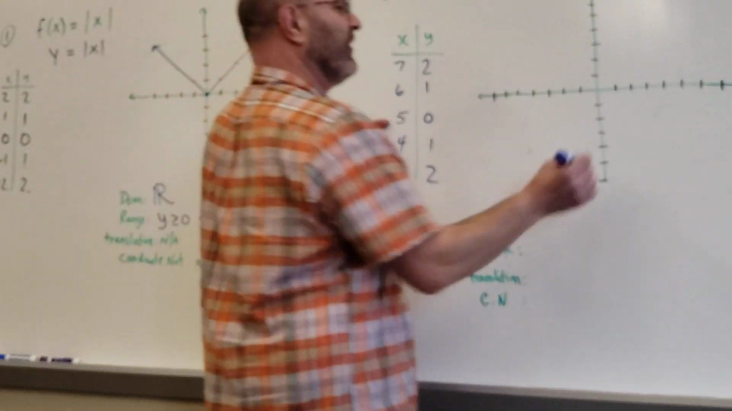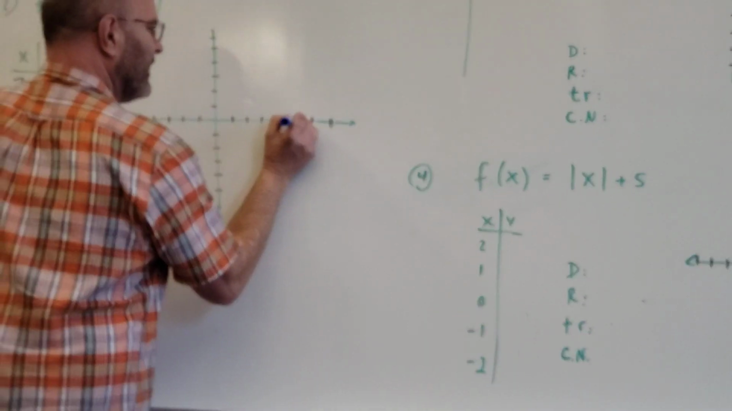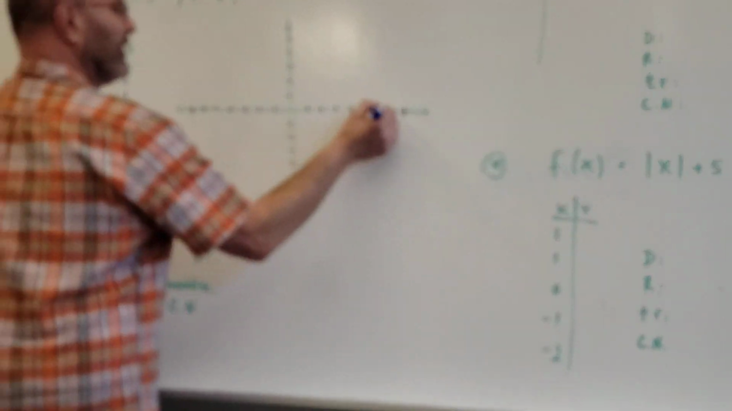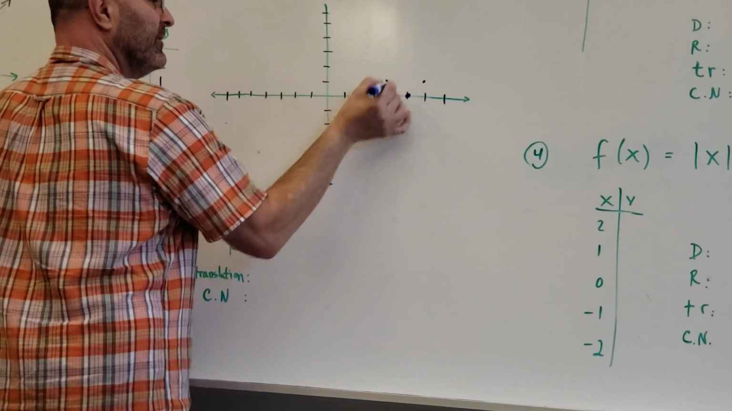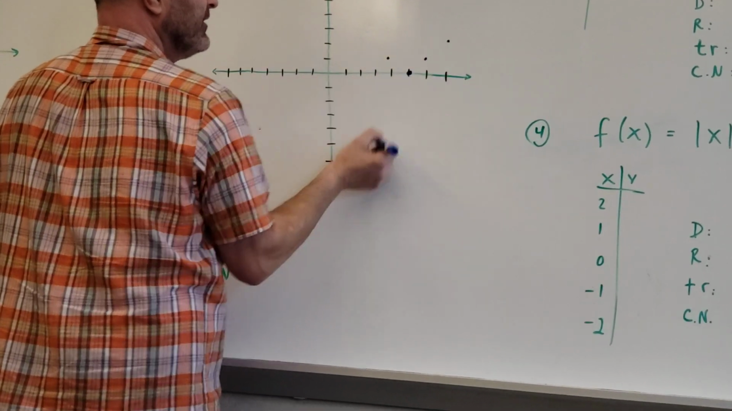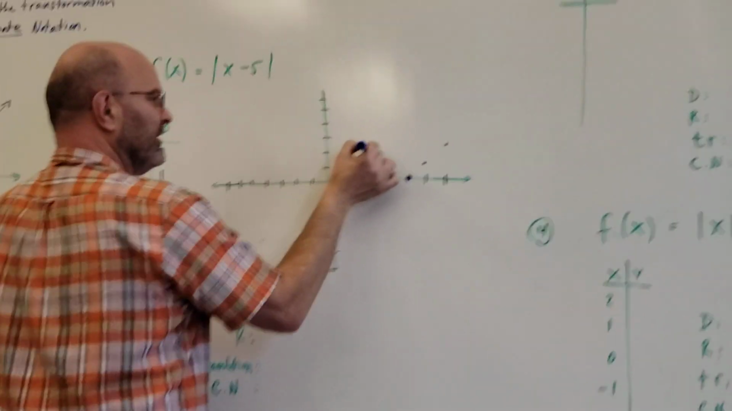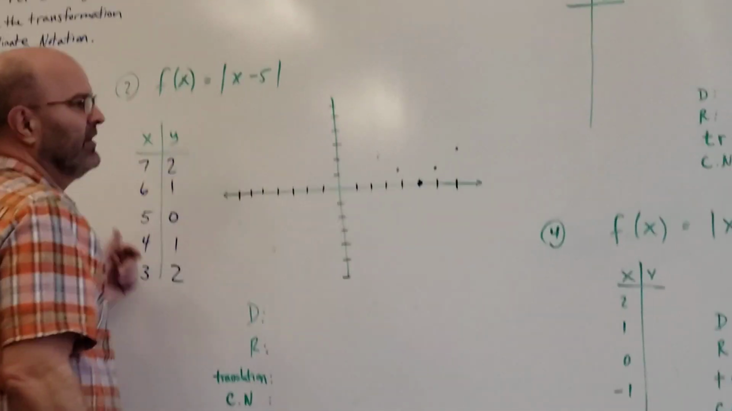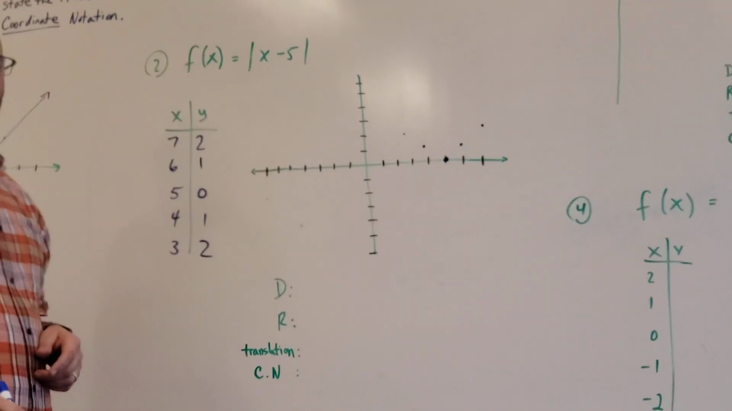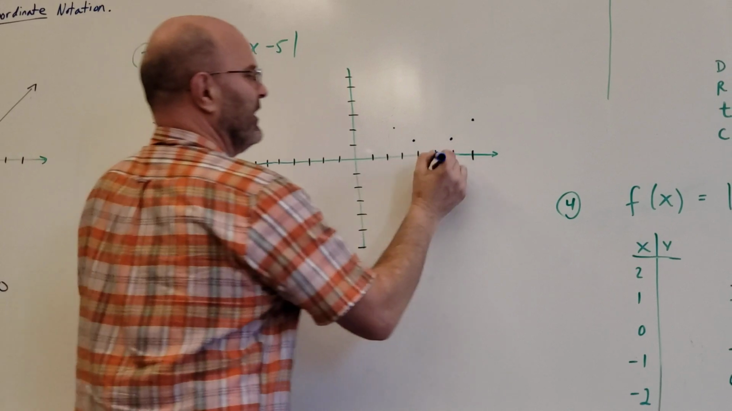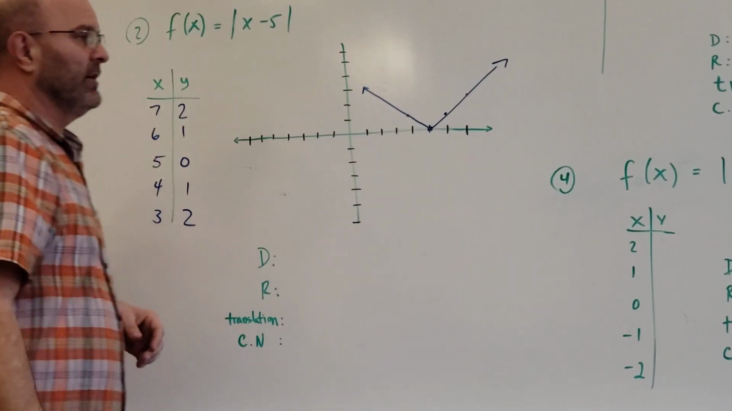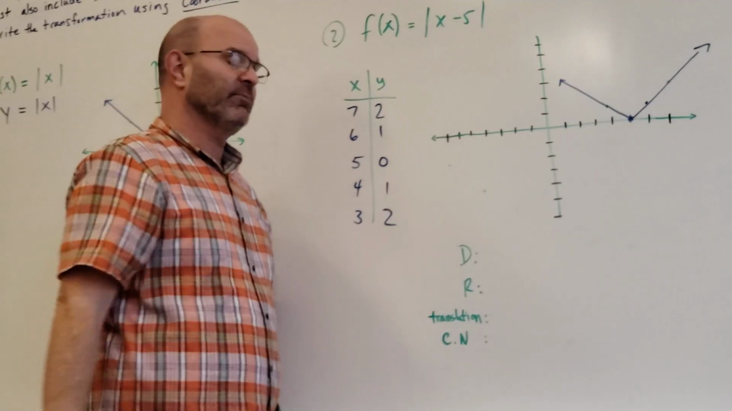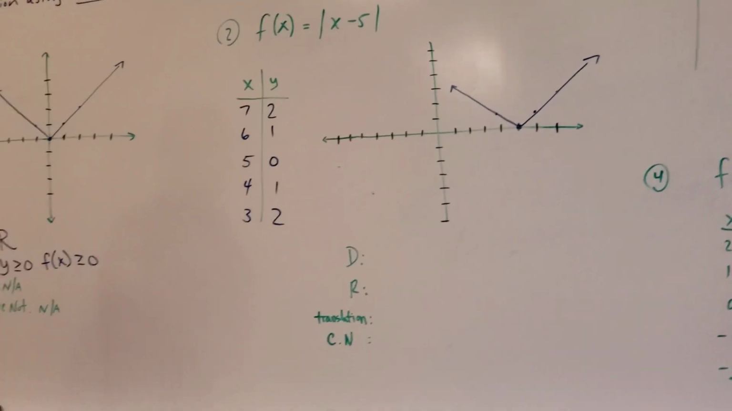So let's graph now 5, 0, 1, 2, 3, 4, 5. The point 6, 1 is here. 4, 1 is here. 7, 2 is here. And 3, 2 is about there. So you can see that V shape happening again, yes? So I include my arrow this way, include my arrow this way, and that's a pretty good graph. Yours will look even better, of course, because you're using graph paper.